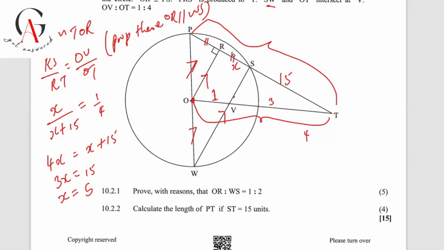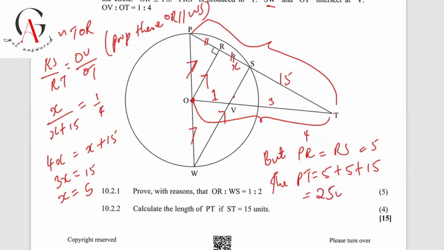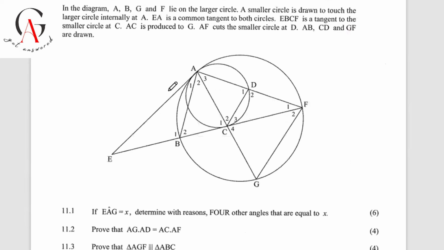So if this is 5, we said PR is equal to RS, which is equal to 5. Then PT is going to be 5 plus 5 plus 15, which gives me 25 units. So that is how the 4 marks would be obtained. So that is 10.2.2.